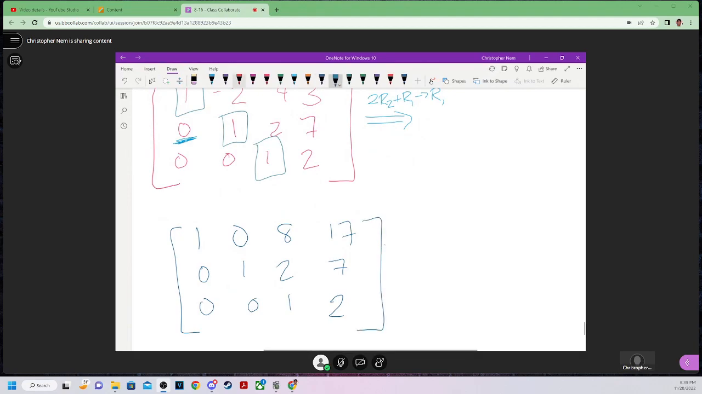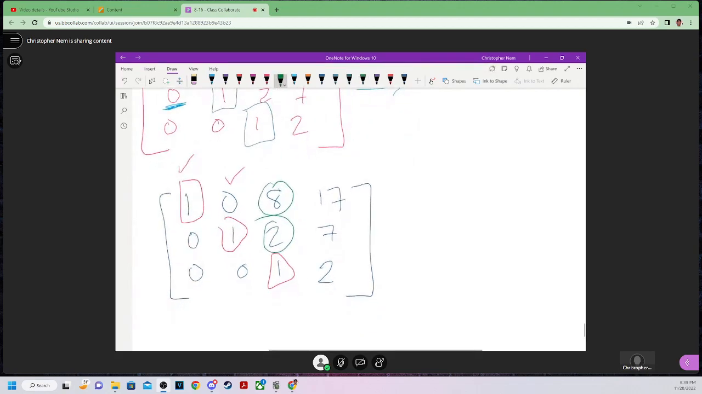Now, let's look at our leading entries again. Boom, boom, boom. This column's good. This column only has zeros now, thankfully above and below, so we're good with that column. The third column, however, I need to fix this guy and this guy. They need to be zeros. So how can I turn them to zeros? Let's first delete the 8. I want to get rid of the 8.